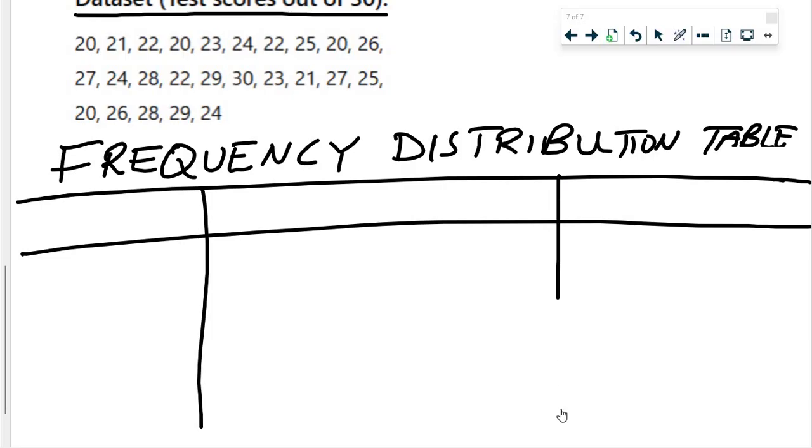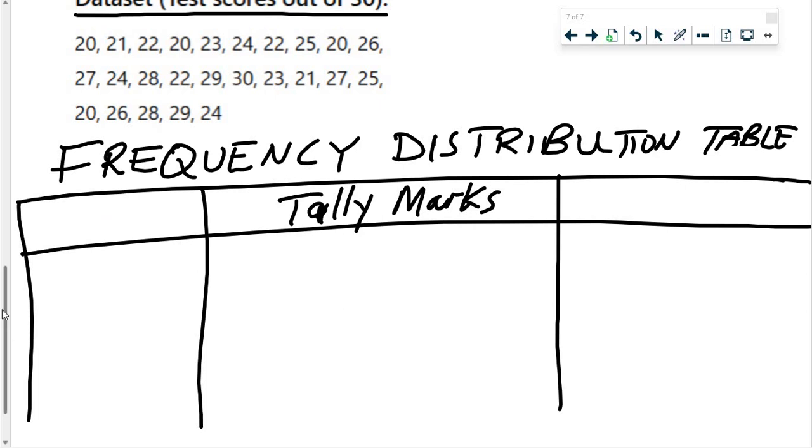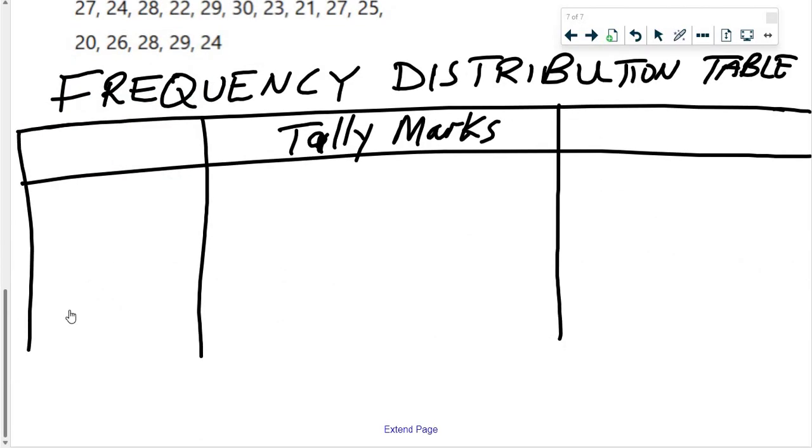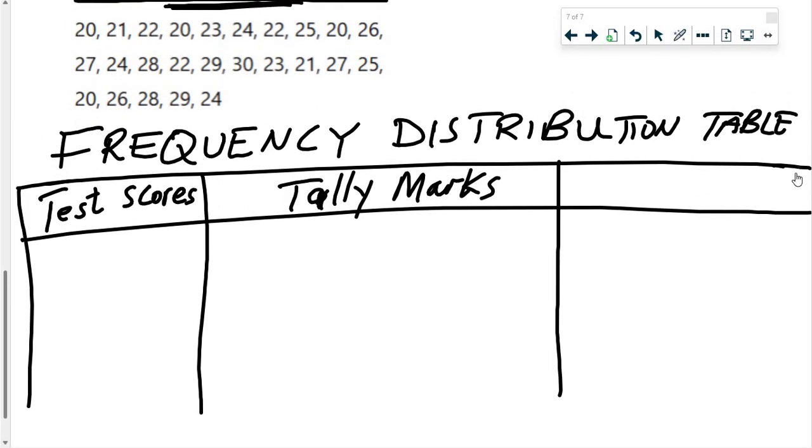The column for tally should be wide enough. So you write here, tally marks. And this first column will be all about the data. The data is all about test scores out of 30. So you write here, test scores. And later we will have the frequency here.